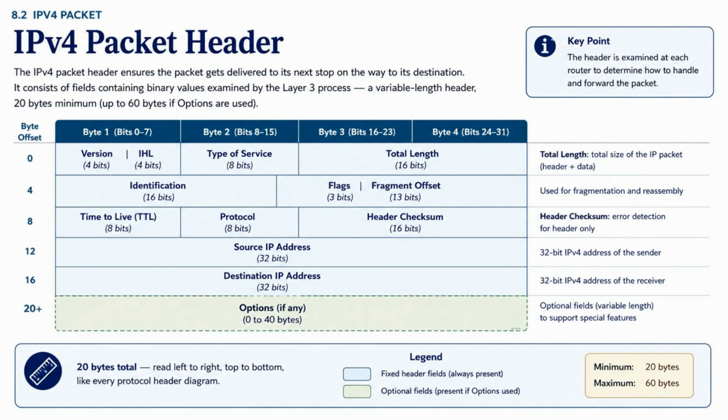The IPv4 header, shown on screen, a variable length header, minimum 20 bytes, up to 60 with options. Walk through the field layout, row by row: version/IHL, type of service, total length on row 1; identification/flags, fragment offset on row 2; TTL/protocol, header checksum on row 3. Then, source and destination IP addresses. Read every header diagram left to right, top to bottom. That convention holds throughout networking.